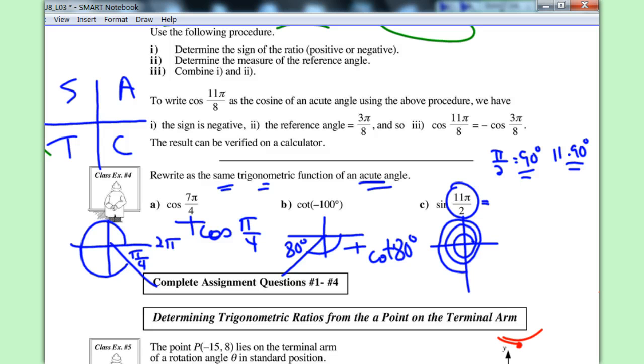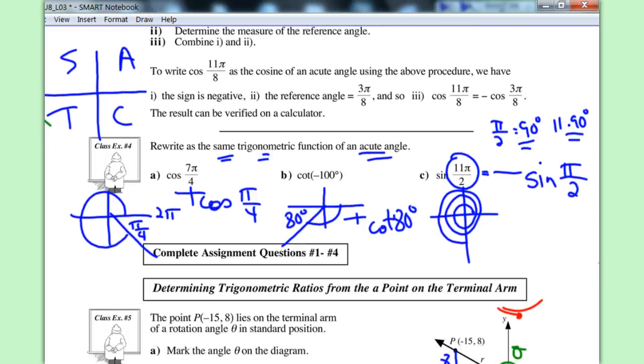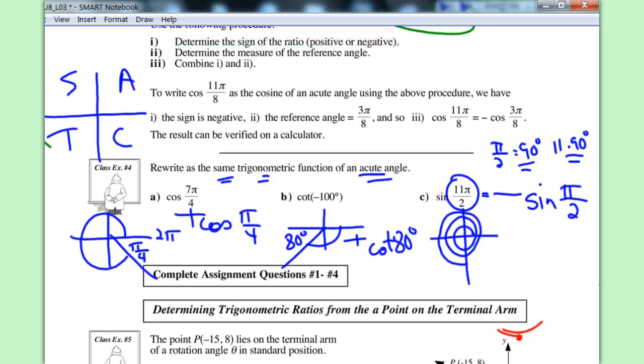Well, this is sine, and sine is not positive in either of those quadrants, so this would be minus the sine of the reference angle from either side is pi over 2. So that would be minus sine of pi over 2. Okay? In the next question, again, you can pause and complete this.